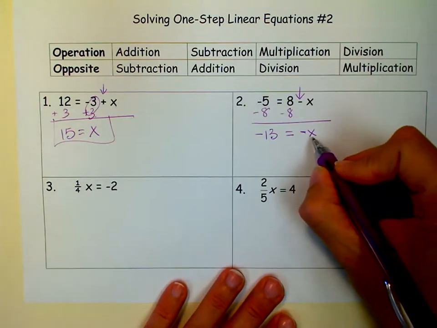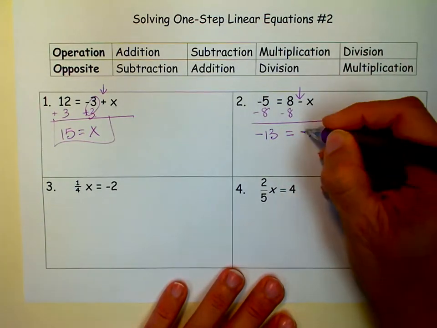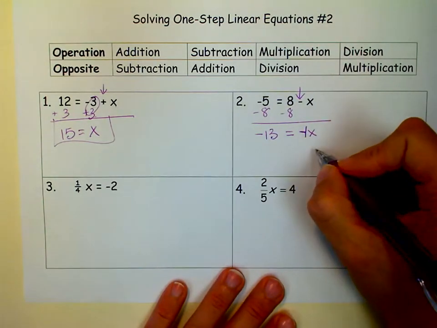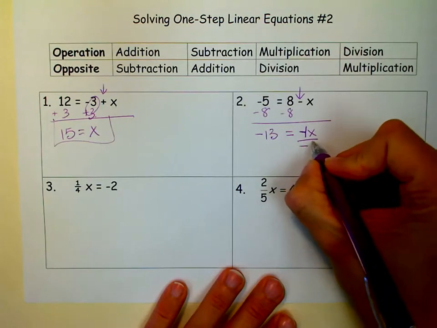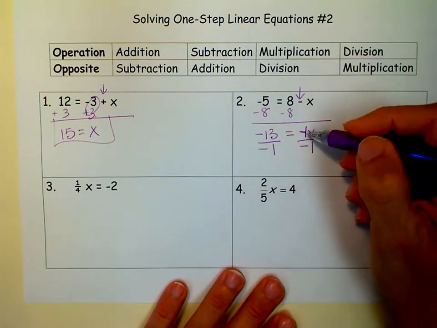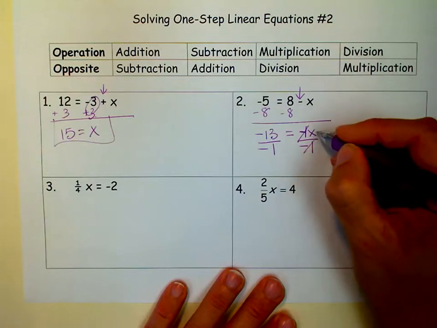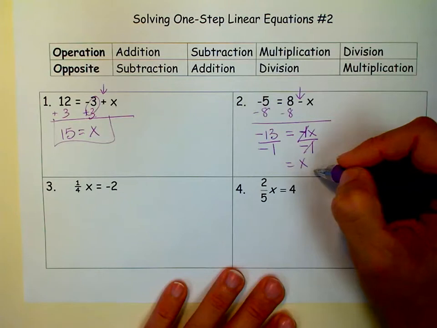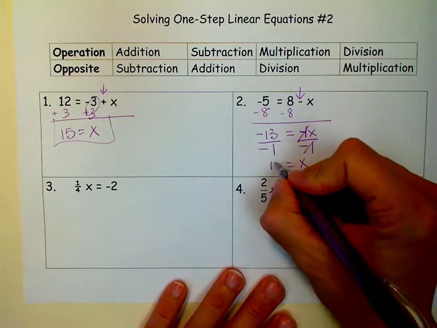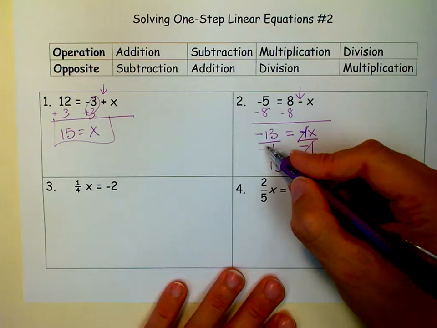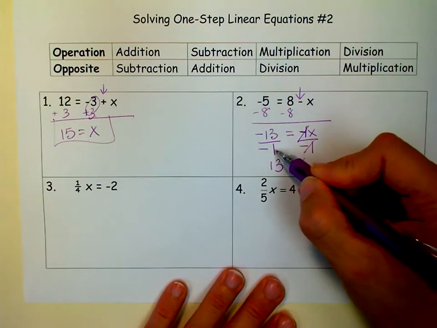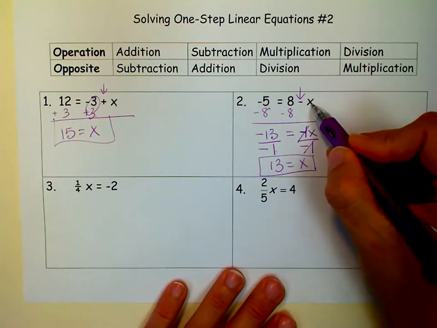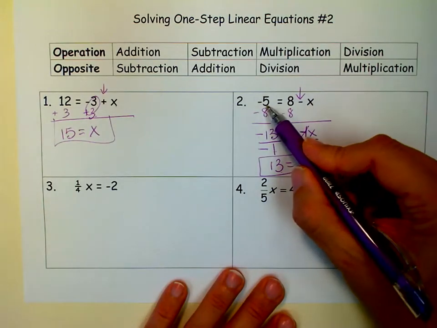Notice x is not alone. I have a negative sign in front of it. Some people like to put a negative 1 right there so they can know what to divide by. So if that's a negative 1x and I need to get rid of it, I'm going to divide by whatever that is. So negative 1 divided by negative 1 equals 1. So now I'm left with 1x. Remember, you can put the 1 there or you can just leave it x. And negative 13 divided by negative 1 is positive 13. Because a negative divided by a negative is a positive, and 13 divided by 1 is 13. If I want to check it, 8 minus 13 equals negative 5, and that's what that side said, so I'm good.